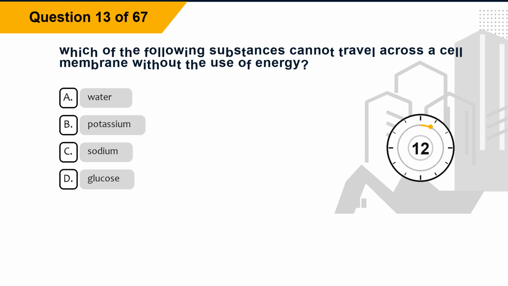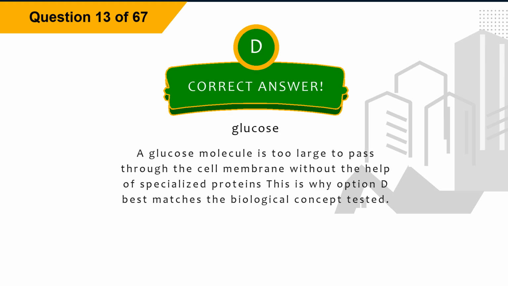Question 13. Which of the following substances cannot travel across a cell membrane without the use of energy? Option A, water. Option B, potassium. Option C, sodium. Option D, glucose. The correct answer is option D, glucose. Explanation. A glucose molecule is too large to pass through the cell membrane without the help of specialized proteins. This is why option D best matches the biological concept tested.